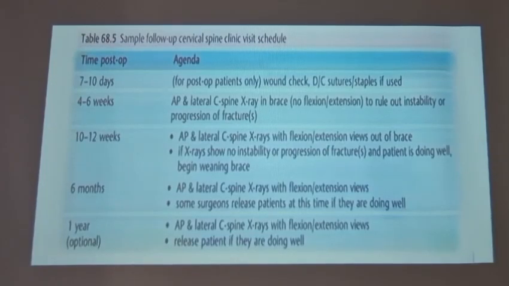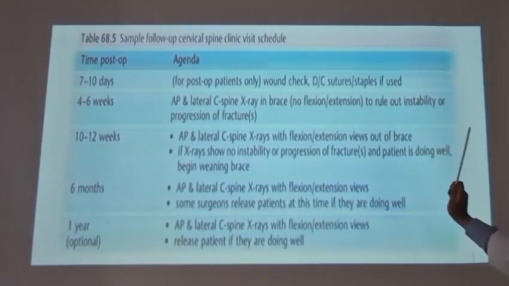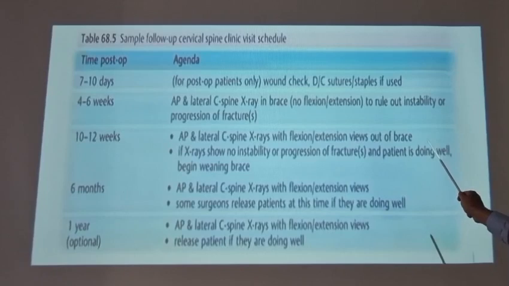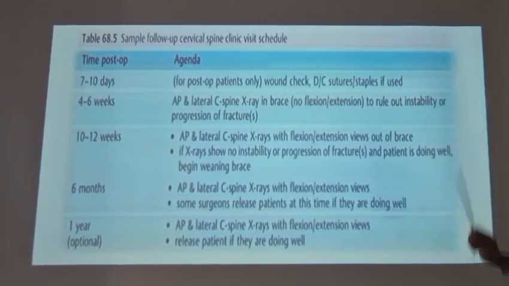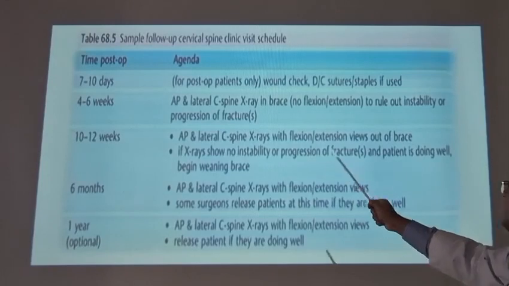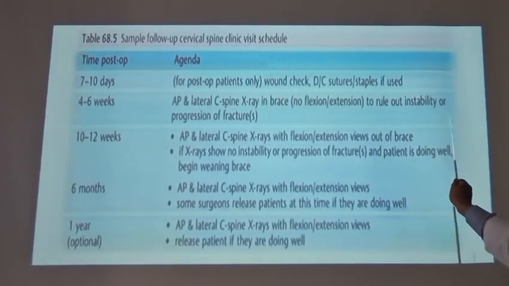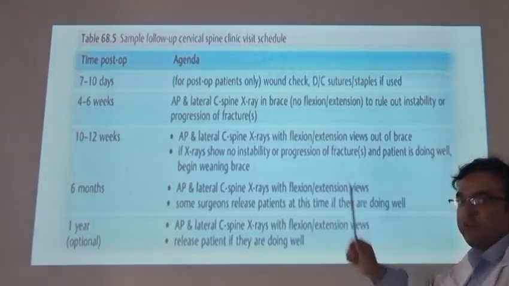This is the follow-up cervical spine clinic visit schedule, which is taken from Greenberg. At 7 to 10 days post-op, in cases of pediatric spine injuries, only a wound check is done, and sutures or staples are removed if used. Then at 4 to 6 weeks, like 1 month, AP and lateral cervical spine X-ray and brace, no flexion extension, to rule out instability or progression of the fracture.